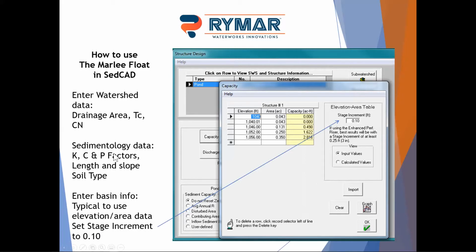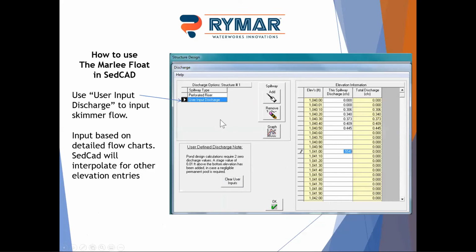It has sedimentology data factors, so K, C, and P factors that relate to the soil type, erosivity of the soil, etc., along with length and slope. You can actually put in your soil type and your soil gradation classifications. And then you enter your basin information. What's important here, in order to have data points to put in the skimmer information, is to set this stage increment to 0.10. So in this case, we built our sediment basin from 1040 all the way to 1056. That's a really deep basin, and we're setting our stage increment at 0.10.